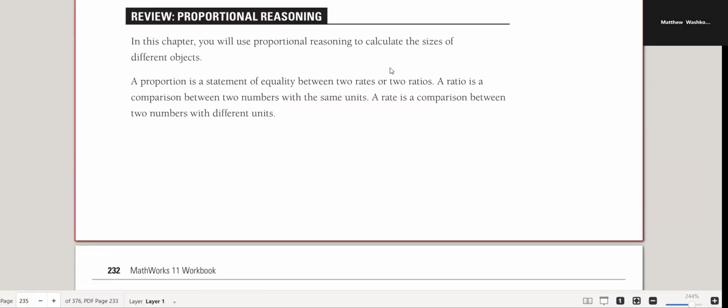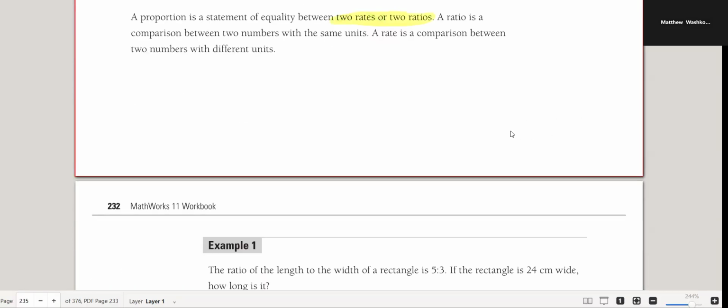So in this chapter, you will use proportional reasoning to calculate the sizes of different objects. So what is a proportion? Well, this is when there's an equality between two rates or two ratios. Now you're looking like, what does that mean? Don't worry, we'll get you taken care of.